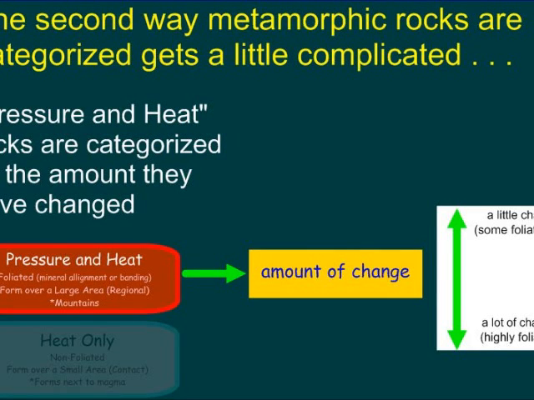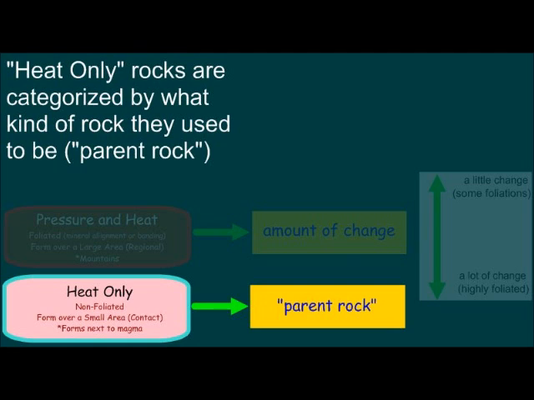The second way metamorphic rocks are categorized gets a little bit more complicated. The pressure and heat category is then categorized by the amount that they've changed. So what that means is that if you have a foliated rock, sometimes rocks are just a little bit foliated and they've only changed a little bit, and sometimes they've changed a lot. They've undergone an enormous amount of heat and pressure. The heat-only category is basically categorized by what kind of rock they used to be, which is the term for that is a parent rock.